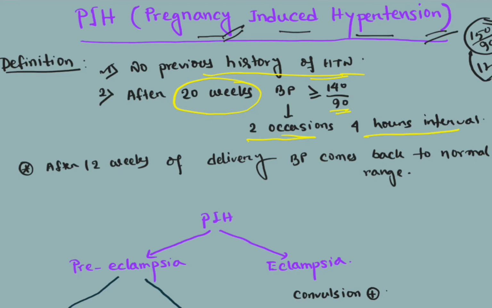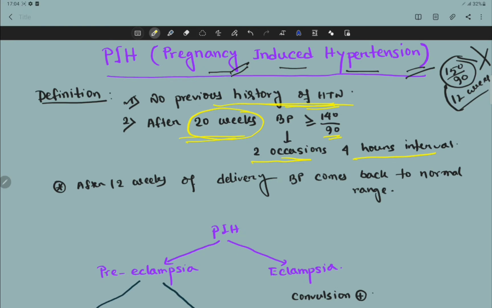So number 1, a pregnant female had no past history of hypertension. Number 2, after 20 weeks of pregnancy her BP is more than or equal to 140 by 90 on two occasions at a 4 hour interval. Suppose you measure her BP at 4 p.m. and it is 150 by 90, and after 4 hours at 8 p.m. you measure her BP and it is 144 by 94. So you can call this patient pregnancy-induced hypertension.